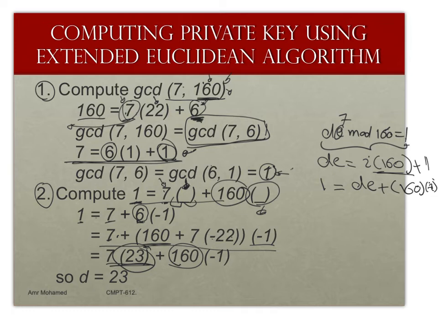Multiplied by 160 times minus 1. So now we achieved what we want. We have the 160, and whatever is multiplied by the 7 is the multiplicative inverse. Easy? It's easy. You just do it once or twice, it becomes very easy.